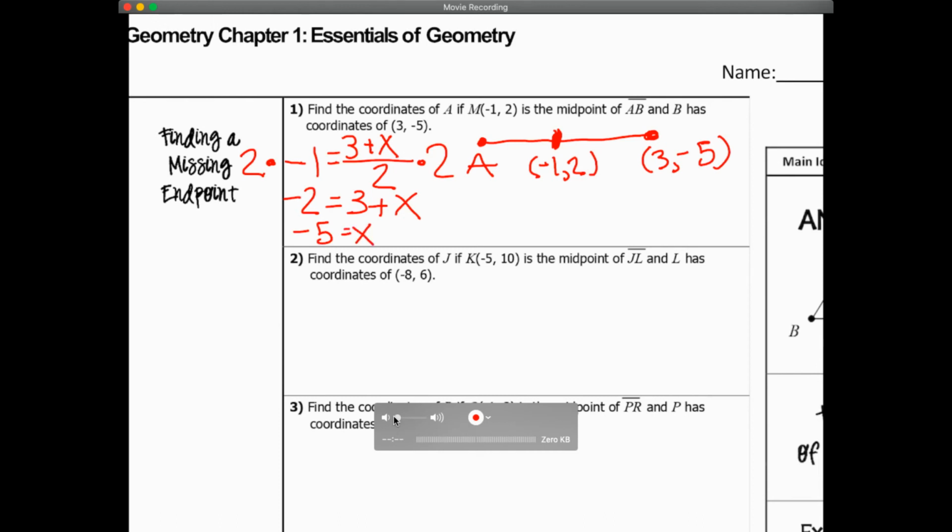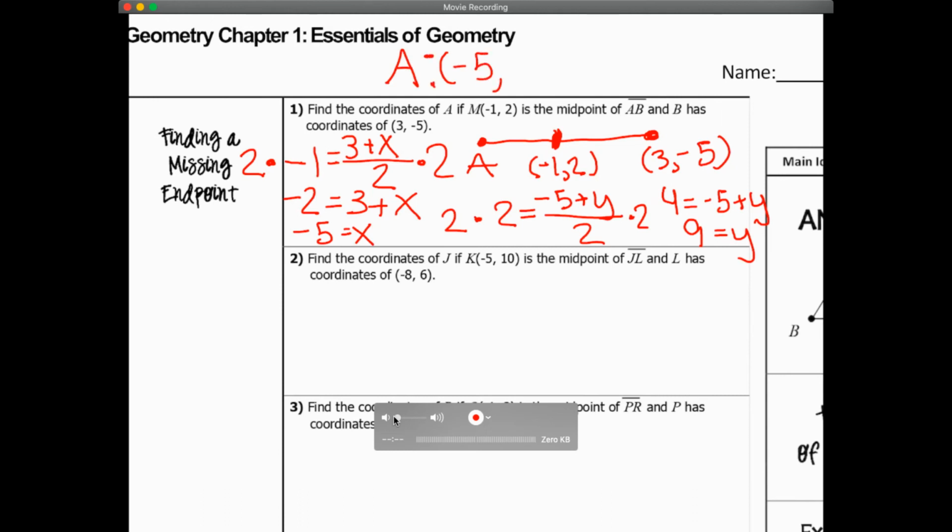Then I have to do the same thing for y. So I know 2 is the y coordinate of my midpoint, and then I also know -5 is an endpoint. So I'm going to say -5 plus y over 2 equals 2. I multiply by 2 on both sides. So 4 equals -5 plus y. If I add 5, that's 9 is equal to y. So what that tells me is that my answer to this question would be that A is (-5, 9).